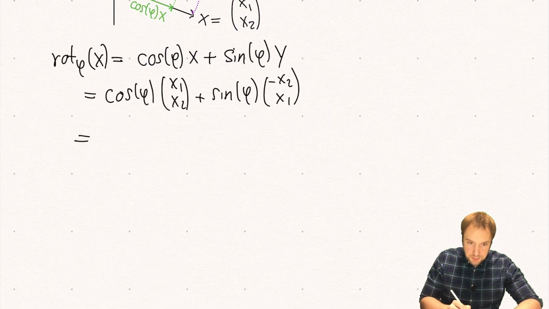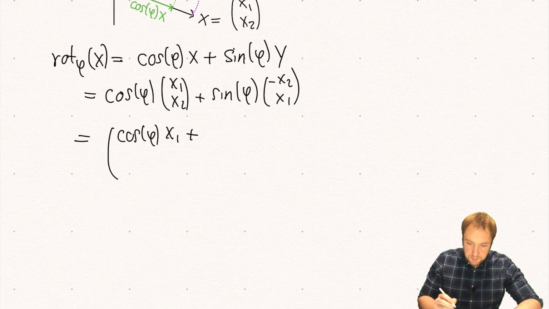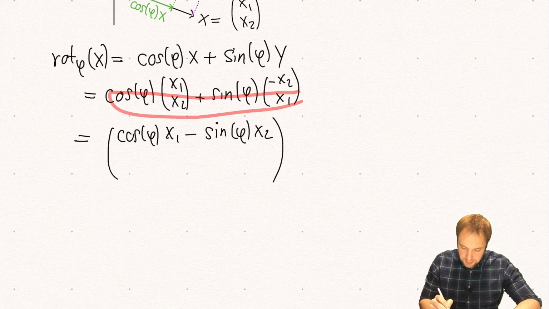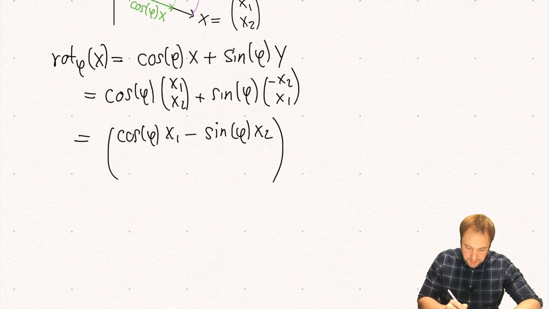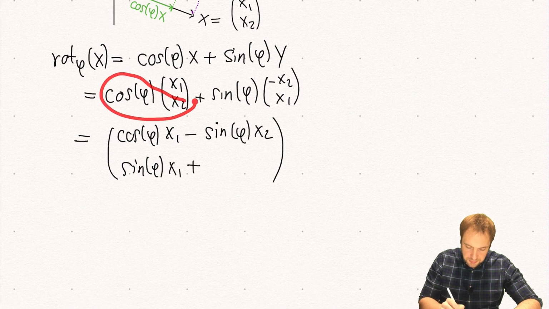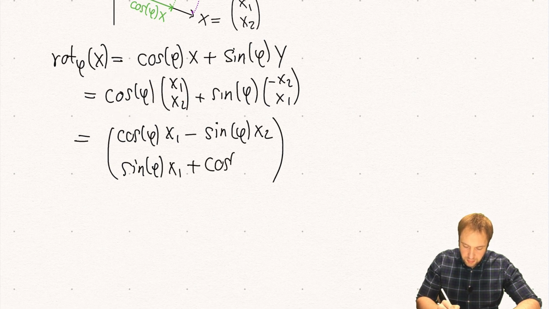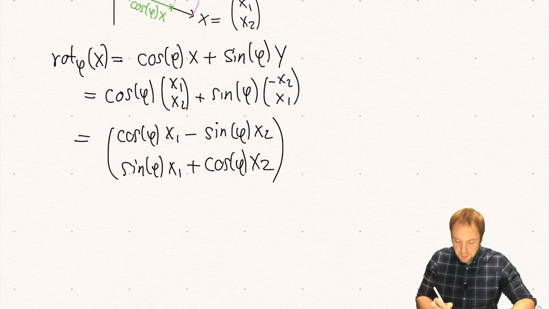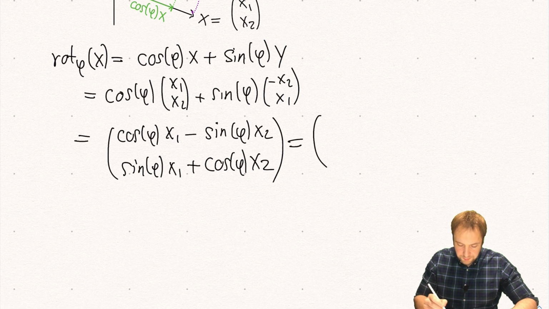So we can write this out. So this is cosine phi x1 minus sine phi x2. And here the second entry, so let's maybe write this at the beginning. So it's sine of phi x1 plus, and then this part here, cosine of phi x2. So this is a vector in R2, but this we can now write as a matrix times the vector x1, x2.